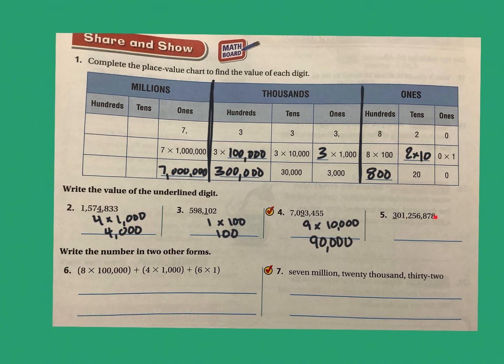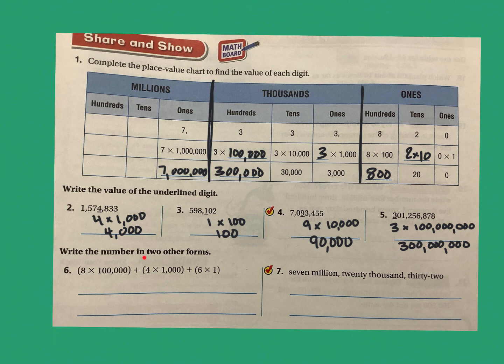Let's try this one. I have 1 period here, 1 period here, and 1 full period here. So this is 301,256,878. And this 3 is going to fit way over here in the 100 millions place. So I would do 3 times 100 million, which is a total of 300 million. That's a lot of zeros.